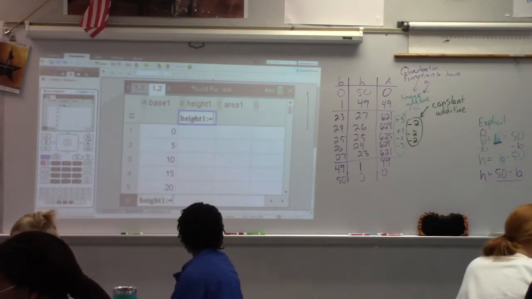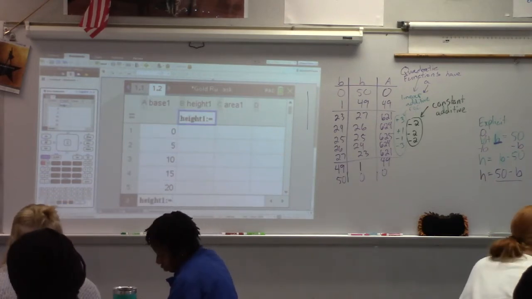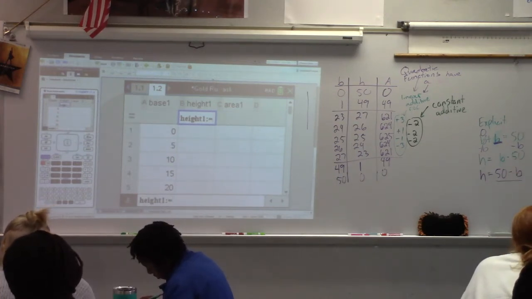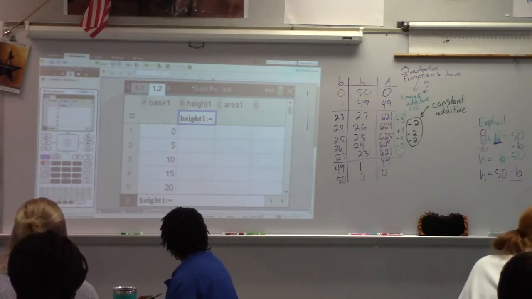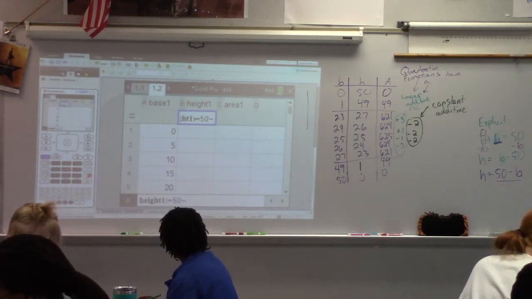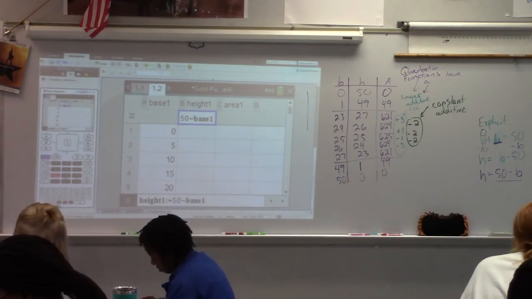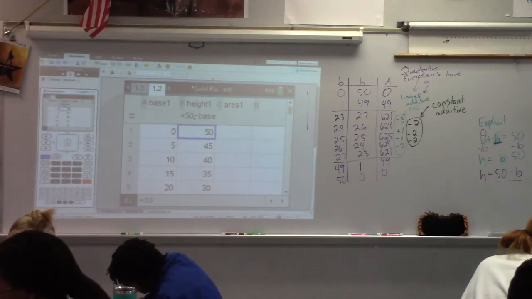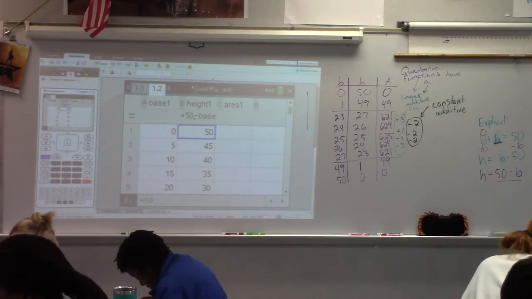I'm going to type in equals. Notice how it says height 1 equals, right? H equals. What do I need to type in there? The height is equal to 50 minus b, which I typed in as base 1. Look at the beauty of that. It filled it all in for you.